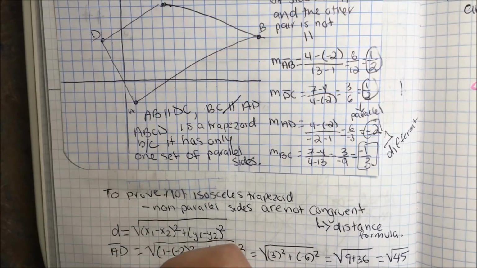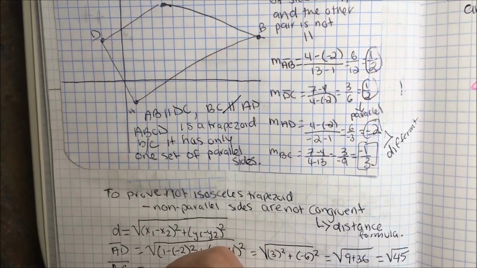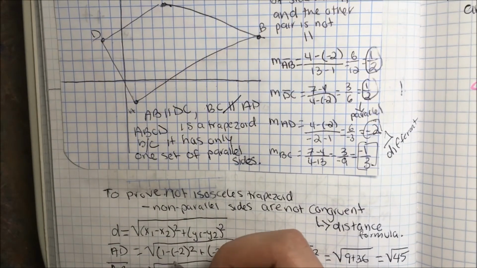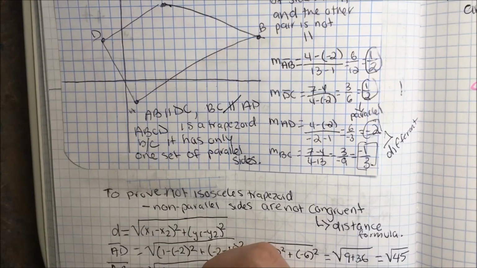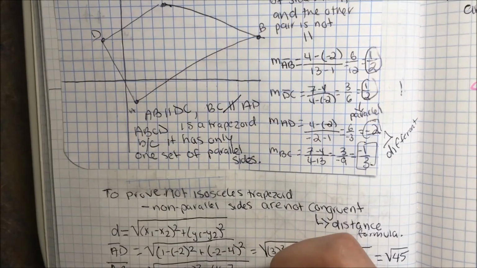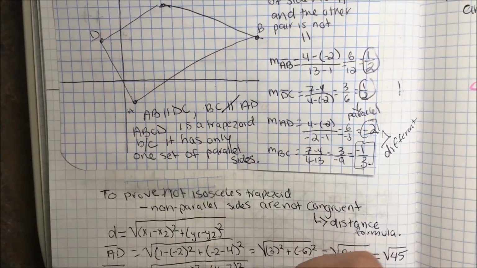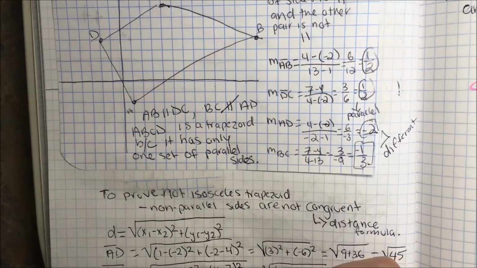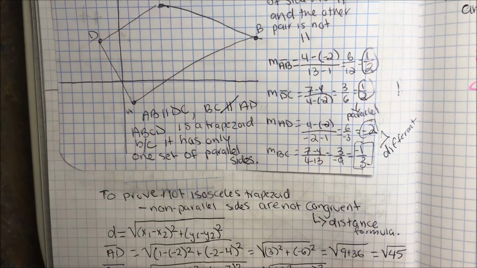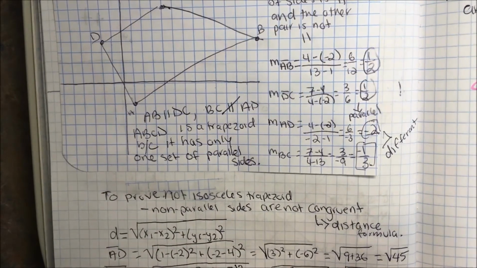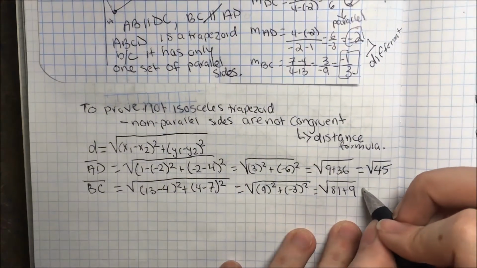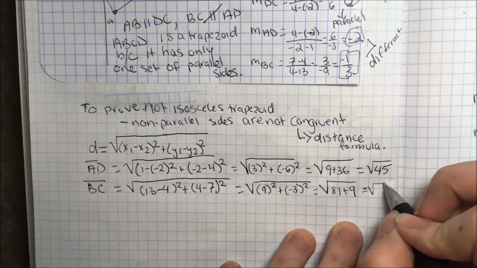So now we want to find the distance of BC. We're using the distance formula again, and that's going to be 13 minus 4 squared plus 4 minus 7 squared. And this is 9 squared plus negative 3 squared, which is 81 plus 9, which is equal to the square root of 90.